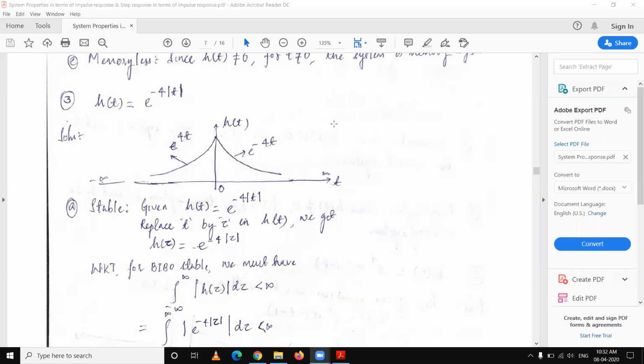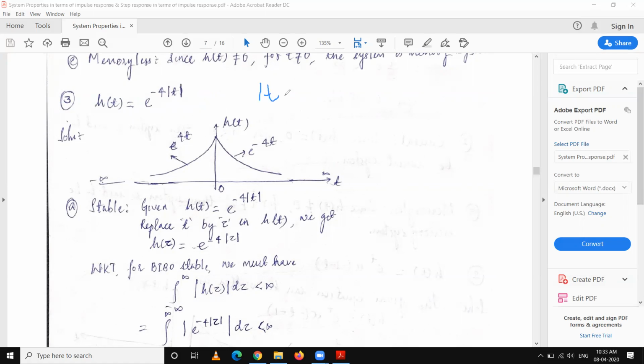So in this lecture, we'll see the third problem, that is h of t is equal to e raised to minus 4 mod of t. This is a very important problem. I'll make a star mark here because in most of the exams they have asked this problem, that is h of t is equal to e raised to minus 4 into mod t, or they may ask for e raised to minus 2 mod of t. Either e raised to minus 4 into mod of t or e raised to minus 2 into mod of t. So remember this mod of t here.